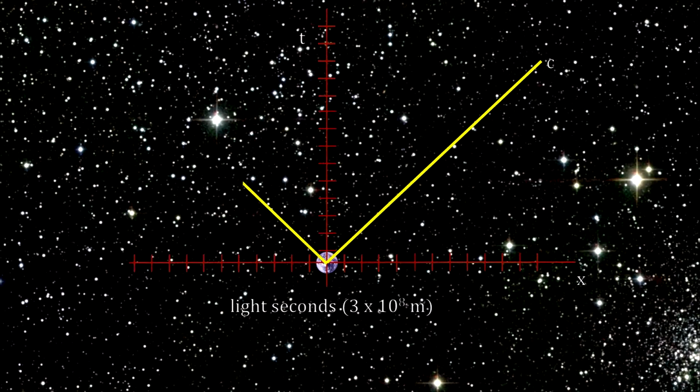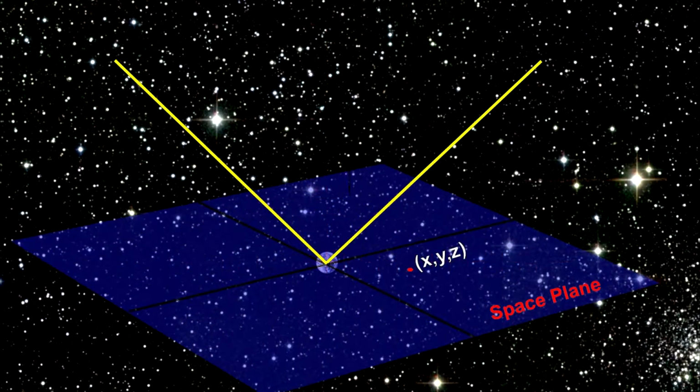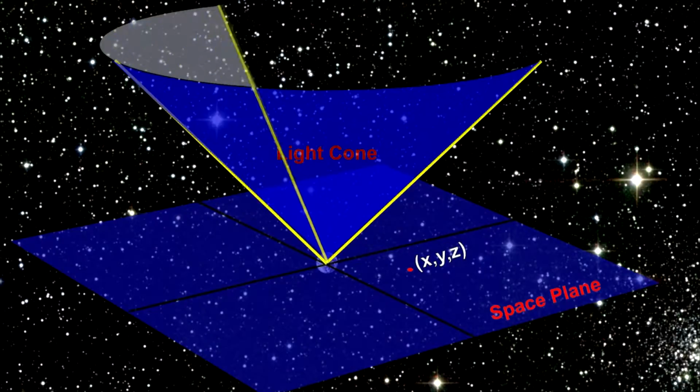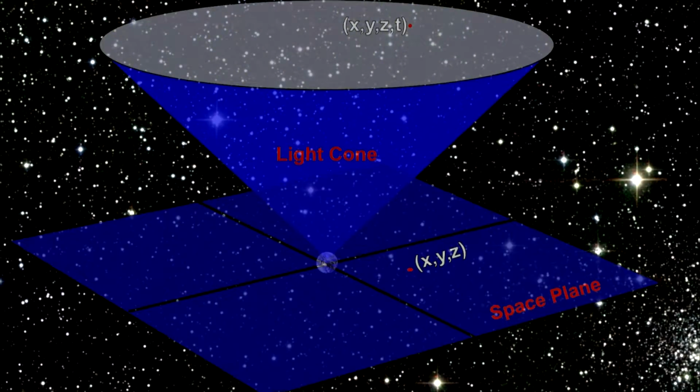Now we can run the light line up the left side for light moving in the negative direction. If we then extend the x-axis line to be a plane that we'll use to represent three-dimensional space, we can rotate the light line 360 degrees to create a cone, the light cone. This is the four-dimensional space-time graph.